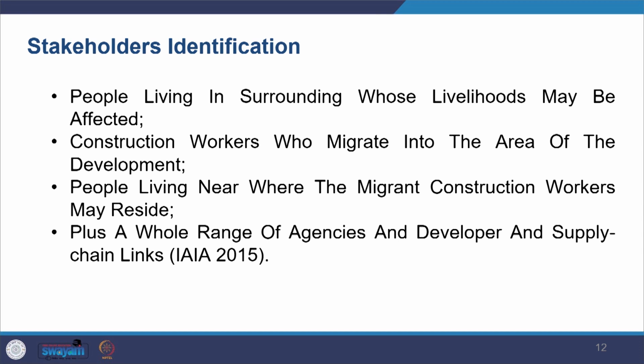So not only the construction migrants, but also the people living in and around where the migrants would be settling, temporarily or permanently. Plus, you also need to look at a whole range of agencies, developers and supply chain links. What kind of economic activity would take place, who will be involved, who will be at a disadvantage, who will be at an advantage, and what kind of activities might go on in that place. So as a professional preparing social impact assessments, you need to identify all these stakeholders.